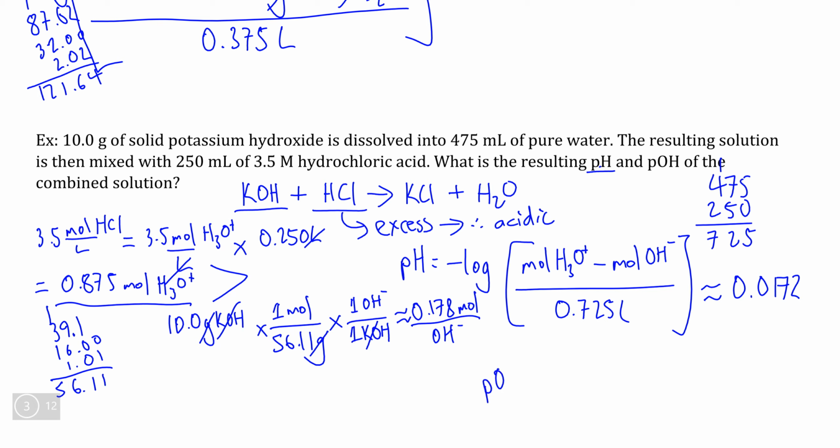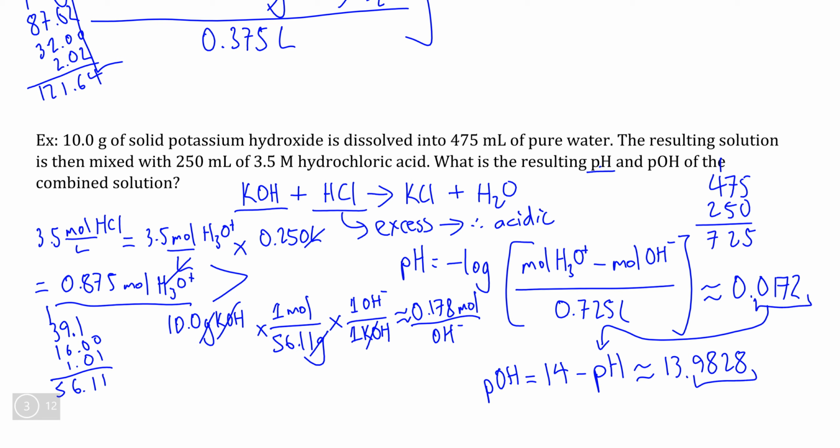Now, if we want to calculate pOH, the only thing we need to do is 14 minus the pH value that we calculated here. And if you put this into your calculator, this number comes to approximately 13.9828. Again, keep the number of decimal places the same when adding and subtracting.